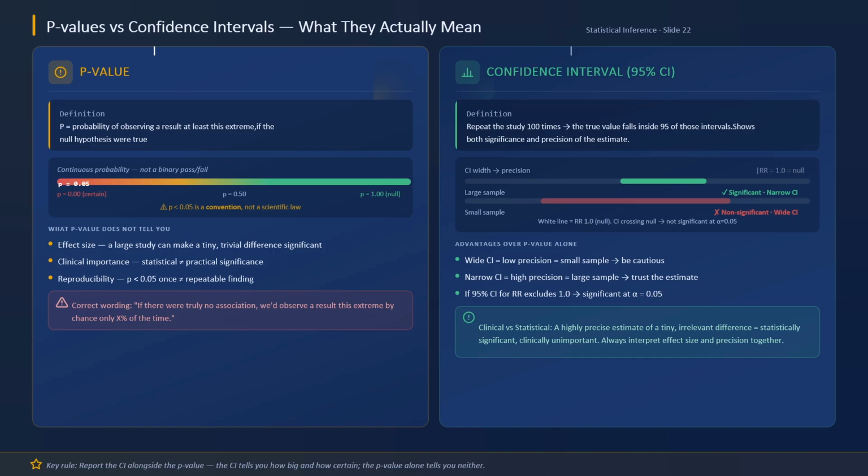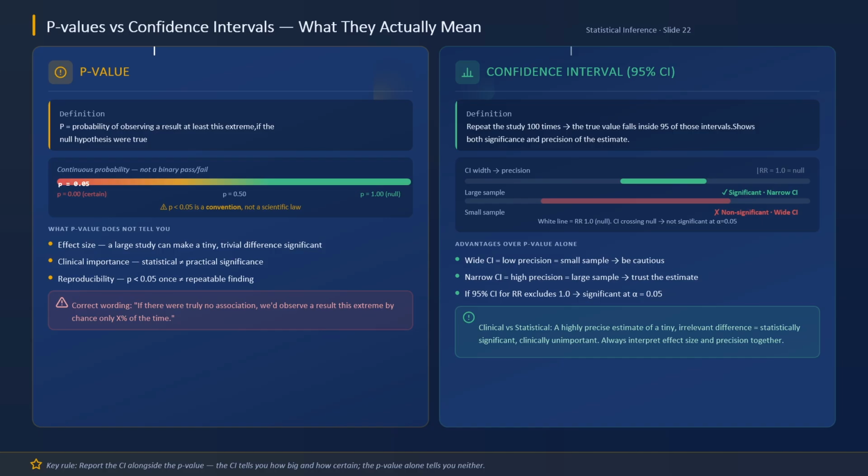The correct wording is on the slide. If there were truly no association, we would see a result this extreme by chance only X% of the time. Treat P as continuous, not as a pass-fail gate. The 0.05 threshold is convention, not scientific law. What the p-value never tells you: effect size.